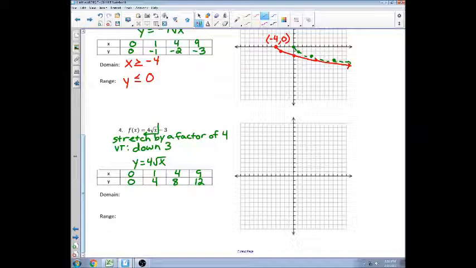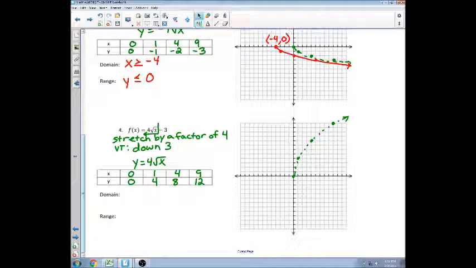Okay? I can go ahead and plot those points. So 0, 0, 1, 4, 4, 8, 1, 2, 3, 4, and 9. So 5, 6, 7, 8, 9. 12 will be the top of our graph. Remember, I do not want to make that a solid line because that is just my guideline.